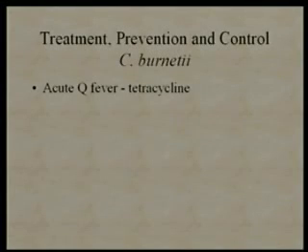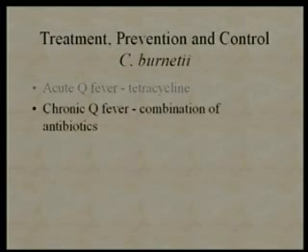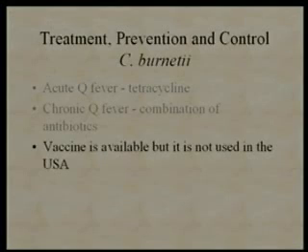Treatment is tetracycline for the acute form. The chronic form is actually treated very aggressively with a lot of antibiotics because the prognosis is so poor. So this one is treated very aggressively, but tetracycline for the acute form. Again, there's a vaccine developed. We just don't use it here in this country. It's not a major problem, this disease.